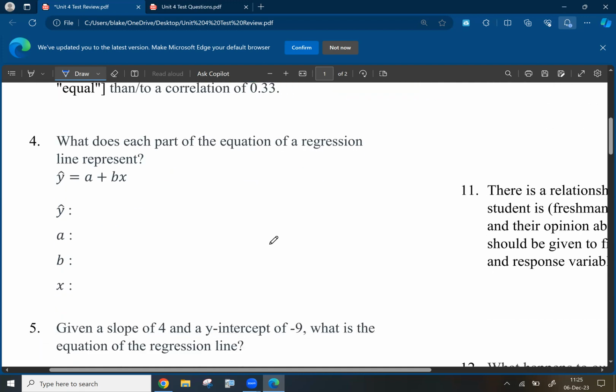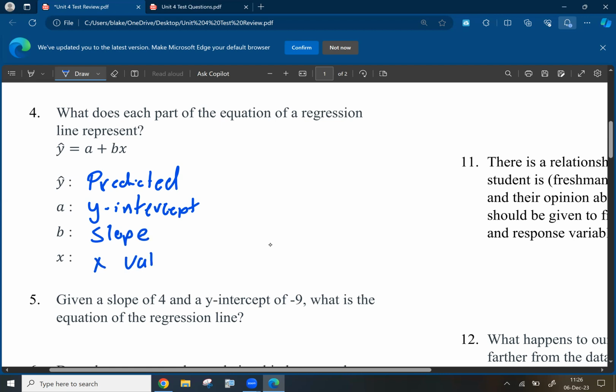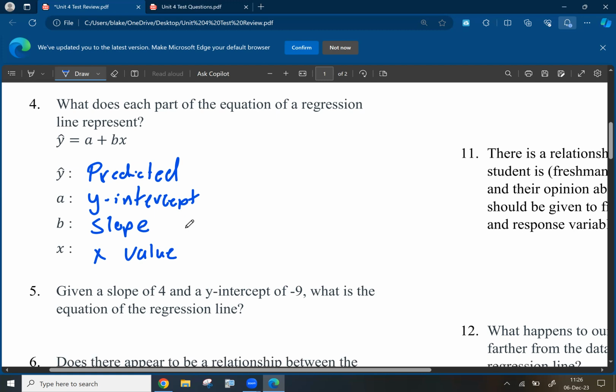What does each part of the equation of the regression line represent? So y hat is the predicted y value. a is your y-intercept. b is the slope. And the x is the x value, basically. Nothing really special with it. Yeah, because the x value is normally what you plug in, right? It's the input variable or explanatory variable, just the one that you plug in.